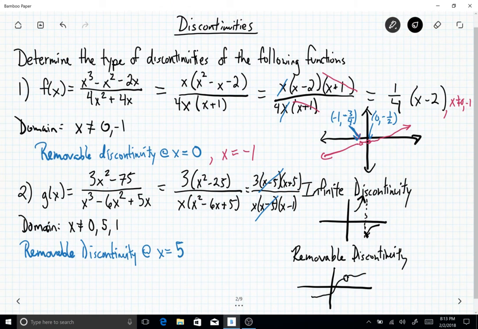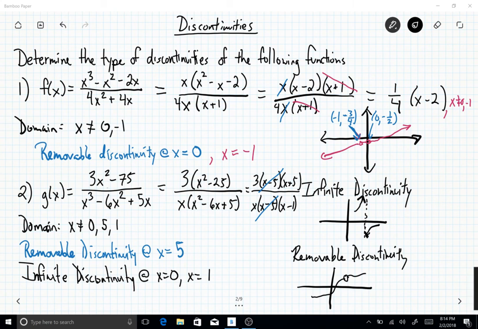And now, notice the other two don't appear in the numerator. So with that in mind, what does that mean for that type of discontinuity? Well, in that case, you're looking for an infinite discontinuity, because there's nothing in the numerator to cancel it out. So you'll actually have that asymptote hanging out right there. So infinite discontinuity at x equals 0 and also x equals 1. And that's pretty much all this was asking for right now. Hopefully that makes sense on that bit. If not, let me know. I'm happy to clear that up a little bit more.